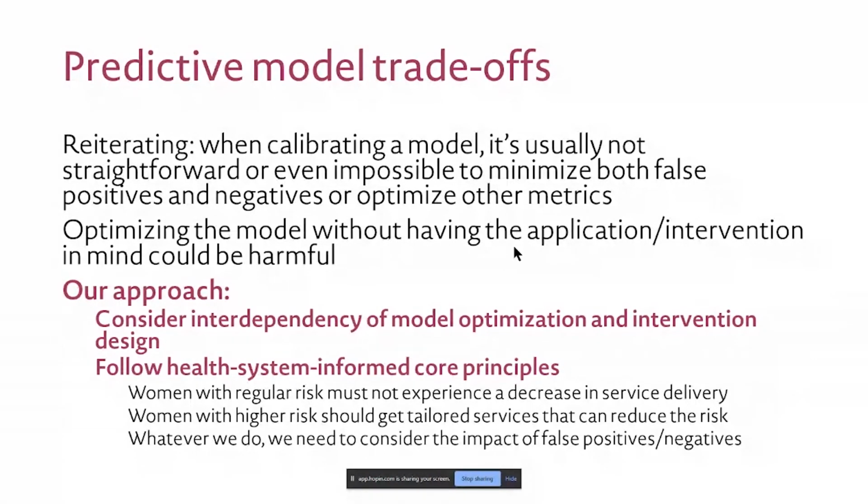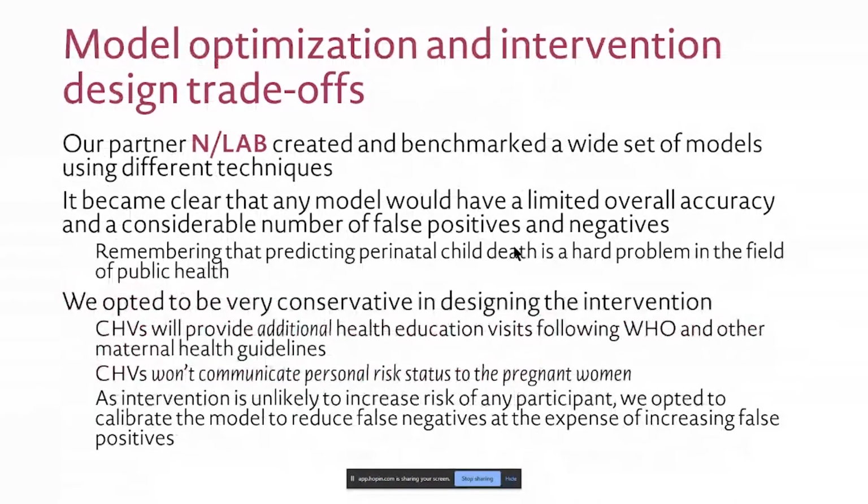I'm aware that I'm running slightly over, but I'm finished in a couple of minutes. So how did we treat these trade-offs of model optimization and intervention design?